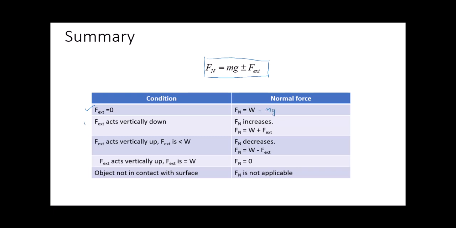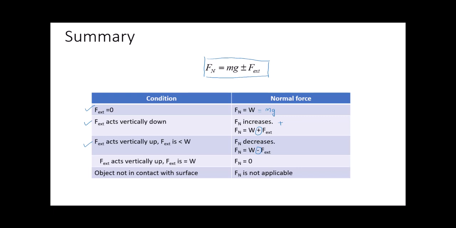Next case, F external acts vertically down. I mentioned in the previous slide, whenever it is acting vertically down, take the plus sign. So Fn will be equal to mg plus F external. Now, next case, F external acts vertically up. When it is vertically up, I mentioned take the negative sign. Therefore, the normal force will be equal to mg minus F external.